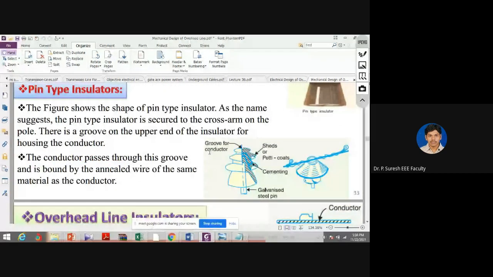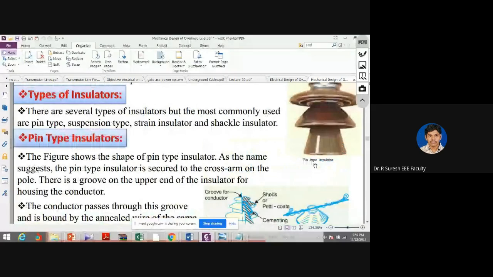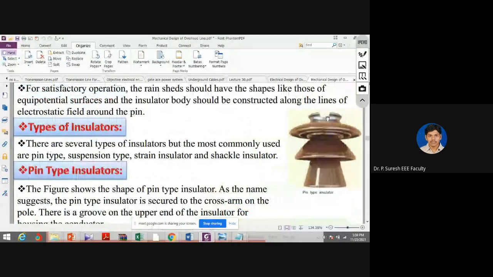Pin type insulator is used for what? This is the pin construction. This is nothing but a groove to house the conductor, and the capacity of the pin type insulator is up to 33 kV. Generally, this pin type insulator is used for which type of system, distribution or transmission? We are using it in the distribution system. The capacity is up to 33 kV, and above 33 kV we can't use this pin type insulator. It is made up of a porcelain disc.